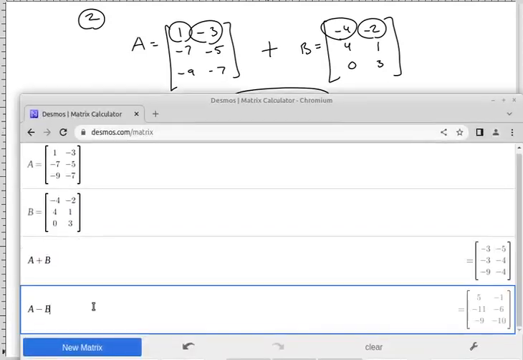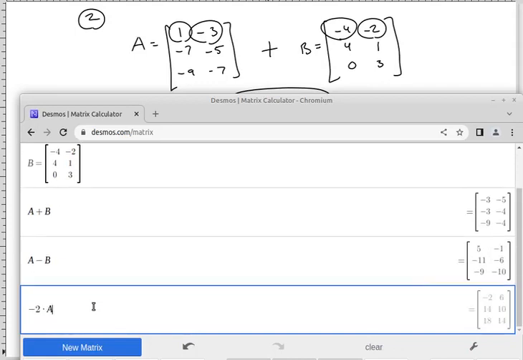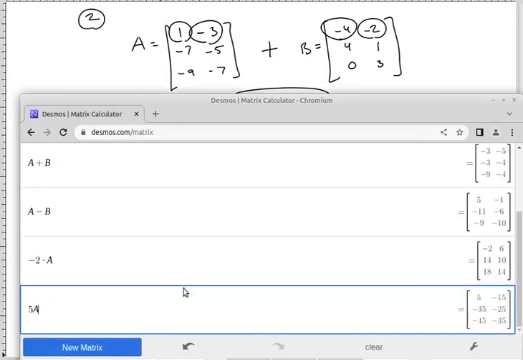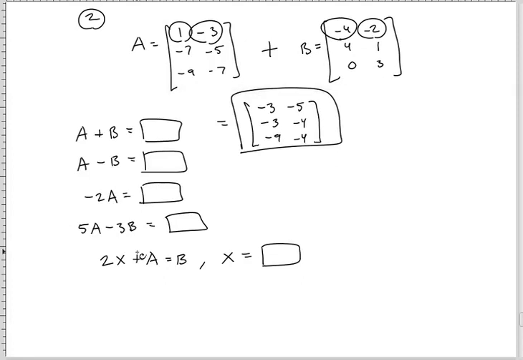What if they wanted A minus B? What about negative 2 times A? I'm not even writing these down. You can just look at it. What was that second to last one? 5A minus 3B. It's so fast, and it's very accurate. Please use Desmos.